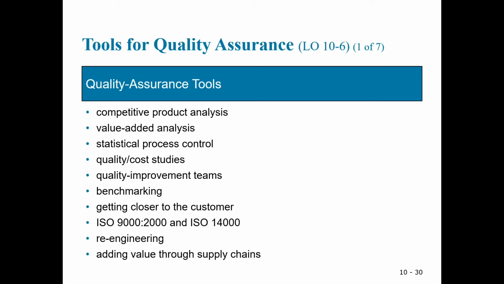Tools for quality assurance. The following tools are widely used. 1. Competitive product analysis. Ideas for improving both the product and the production process may come from competitive product analysis. For example, Toshiba will take apart a Xerox photocopier and test each component to see how it compares with Toshiba's competing product.